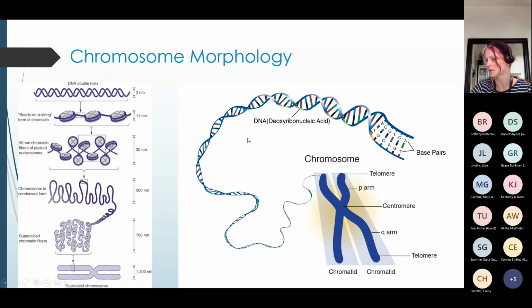We talked about the chromosome morphology the other day. You go from your DNA double helix, you wrap your DNA around the histones, then you wrap those histones even tighter to get chromatin, and then that chromatin wraps even tighter to make the chromosome. You have your P arm, which is the short arm, and your Q arm, which is the long arm. Your telomeres are at each end, and then your centromere is not always at the center, but we will talk about that on the next slide.